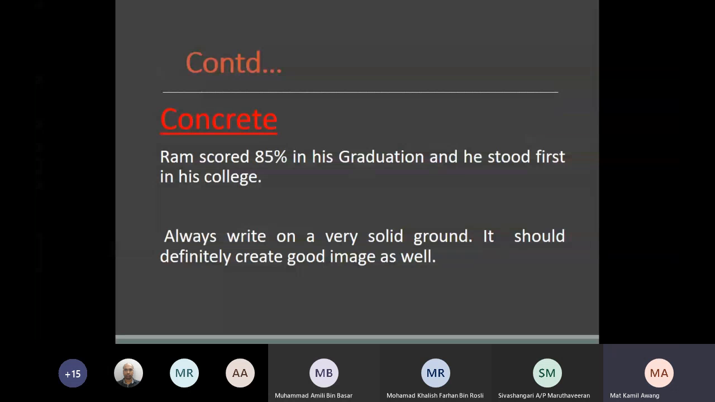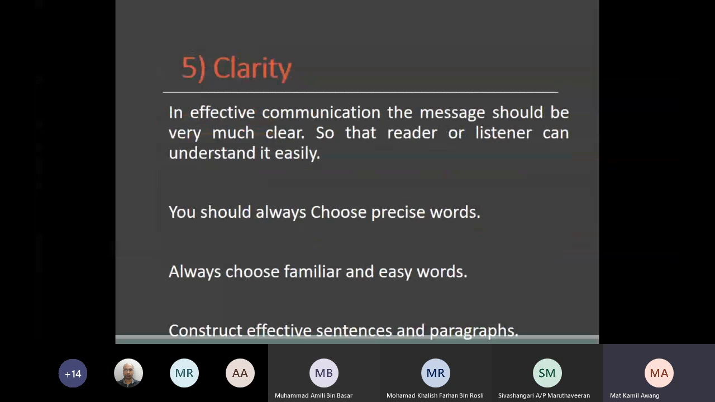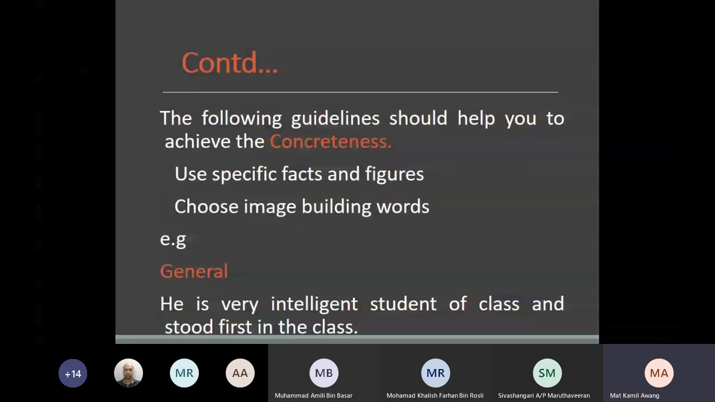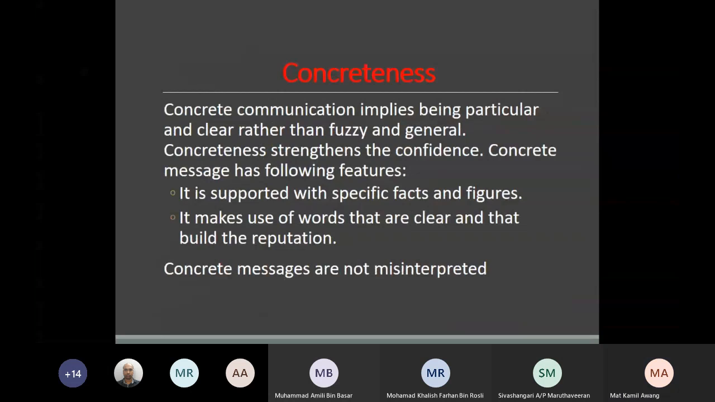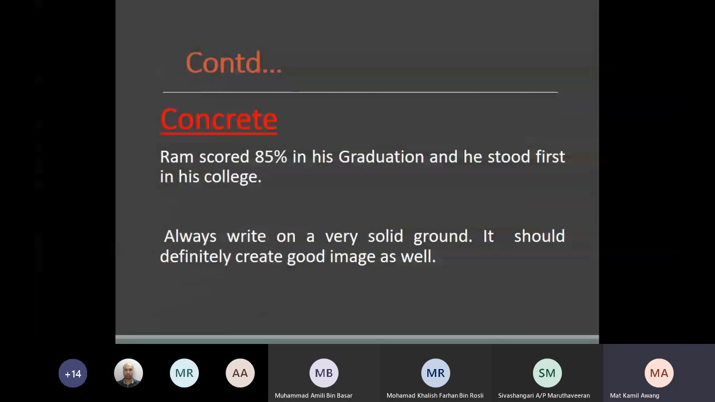So you see the difference between the general one. He is very intelligent. Who is he? There is no name. And how intelligent is he? You give a score, 85%, and he stood first in his college. So that's the difference between something which is concrete and something which is not.